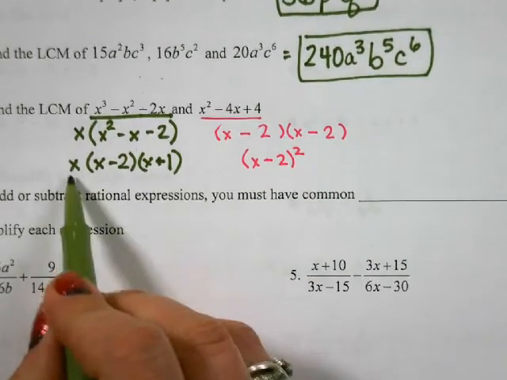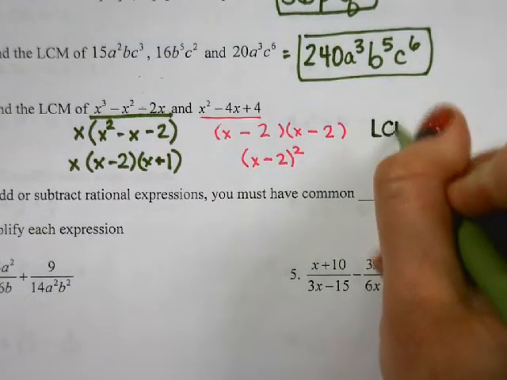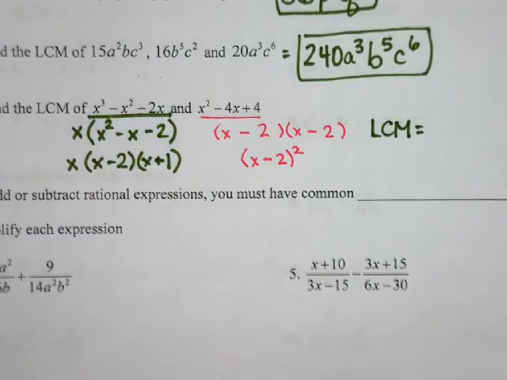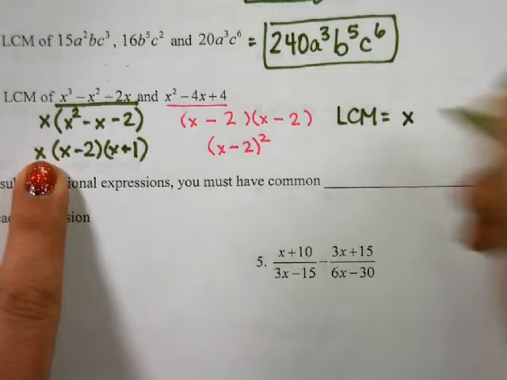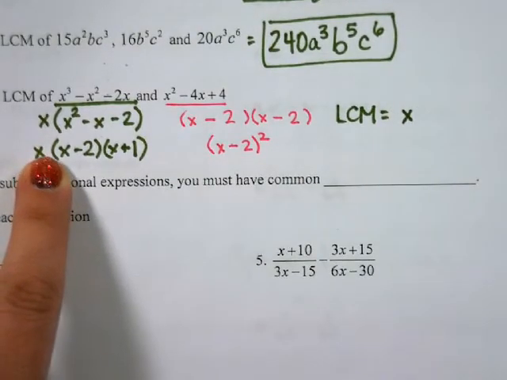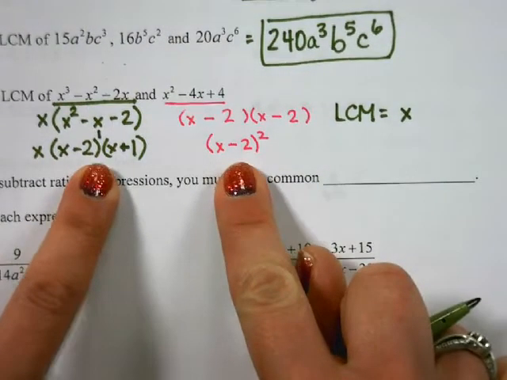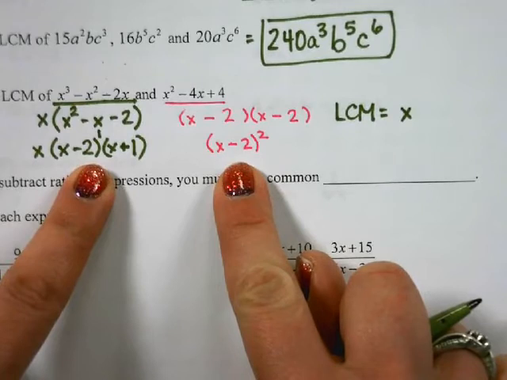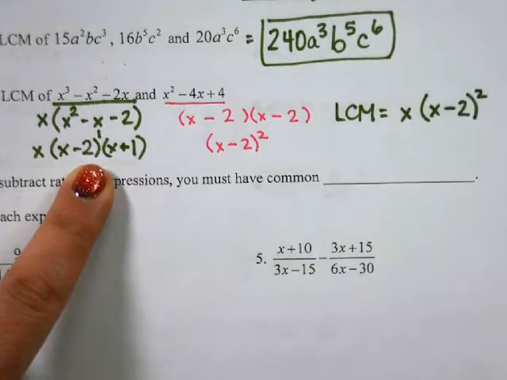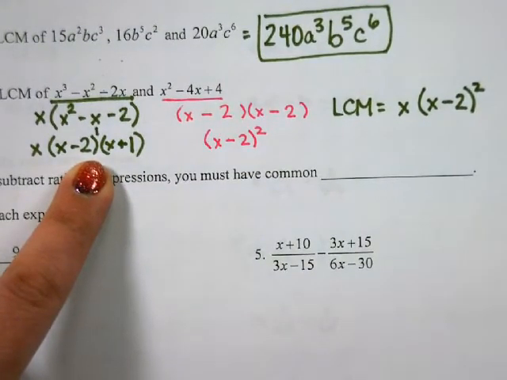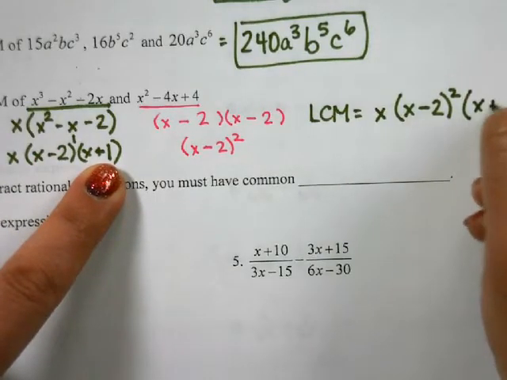Okay, so I'm looking at this one here and this one here. My least common multiple: if it's in one, it's got to be in the least common multiple. This one has an x, so it's got to be in my least common multiple. This one has x − 2 to the first power, and this one has x − 2 to the second power, so we want the second one. Remember, the greatest number of times it appears. And this one also has an x + 1.